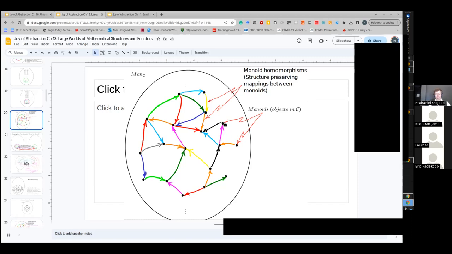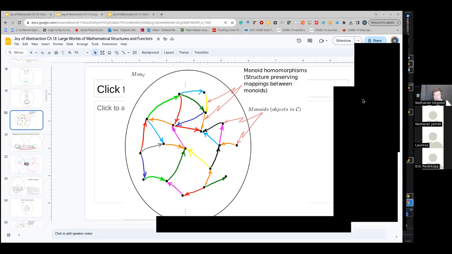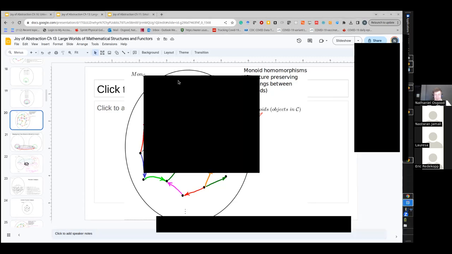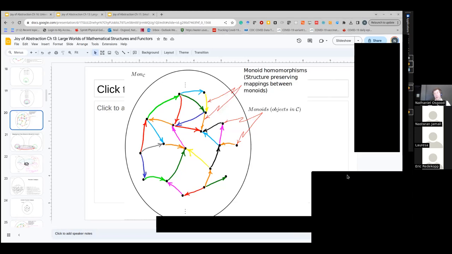Now, by reference to sets and posets, what did the initial object look like for sets? Do you remember? Larissa said it in the chat. What was it? Empty set, right? Okay. Could you have a monoid with no object in it? I'm double checking the definition to see if you can. And the answer is you need at least one element. So you can't have an empty one.